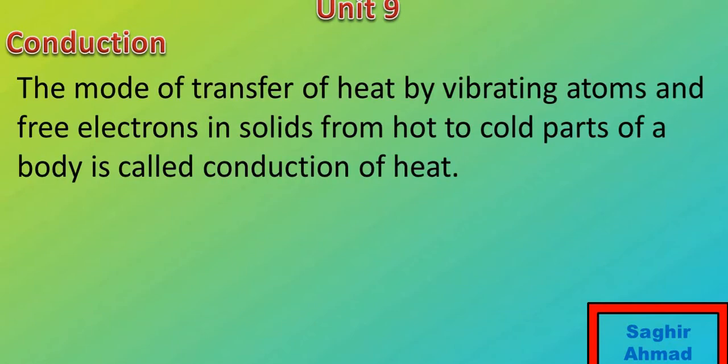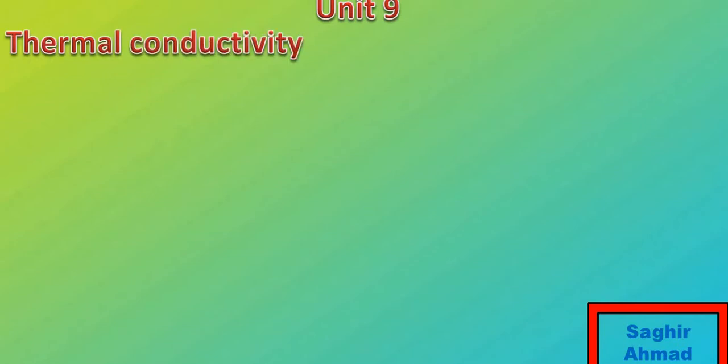We define it: the mode of transfer of heat by vibrating atoms and free electrons in solids from hot to cold parts of a body is called conduction of heat. You know that solids are made up of small atoms, and when we heat them, they start to vibrate. Due to their vibration, heat transfers from the hot body to the cold body, and this mode of transfer is called conduction. And in conduction, the most important topic is thermal conductivity.